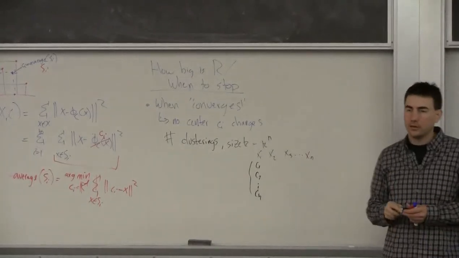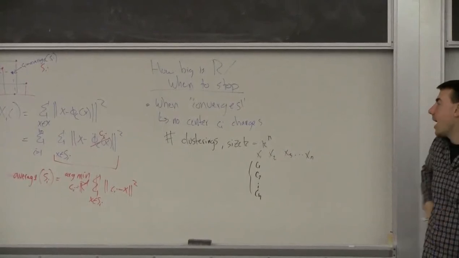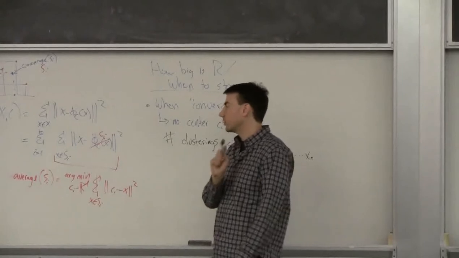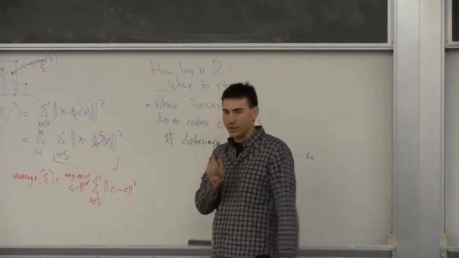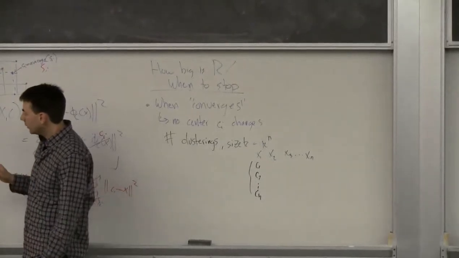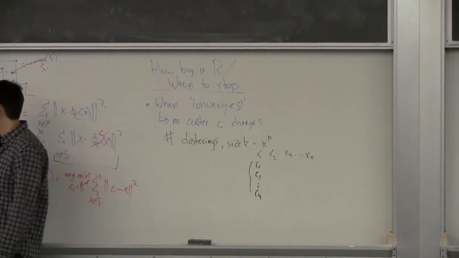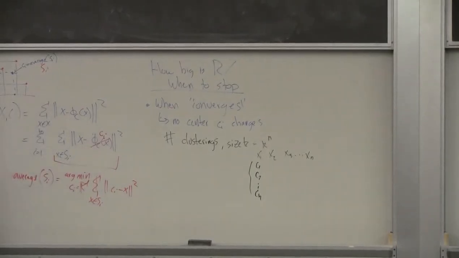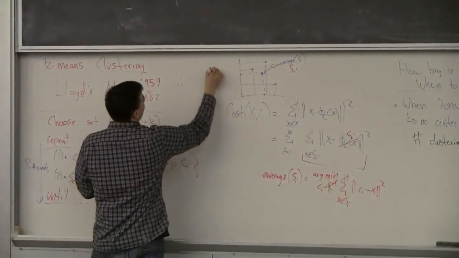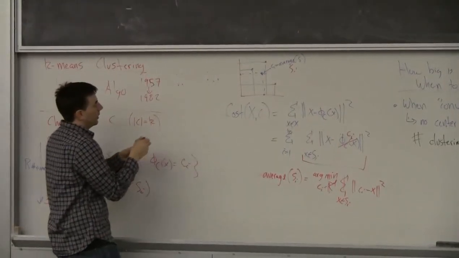I think the cost function you said is non-increasing, not decreasing. So how do you know there is no loop? That's a good point. What you're asking is why couldn't you have two possible centers? So let's say I have this picture here.